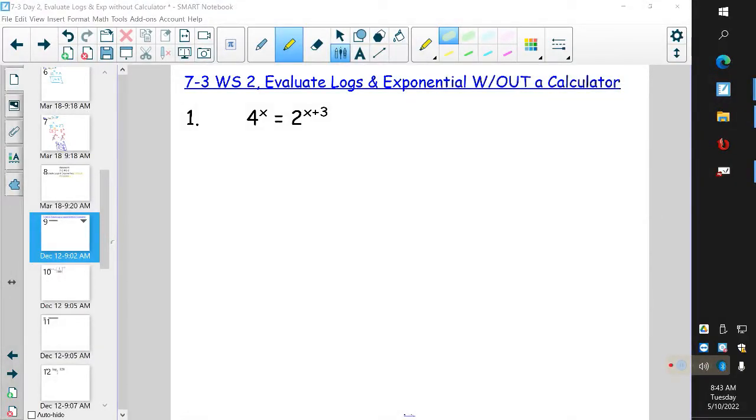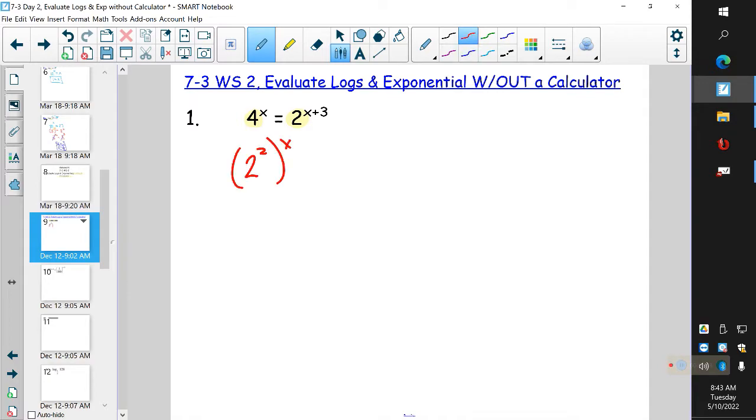Okay, let's go ahead and start 7.3 worksheet 2 homework. So here we go, number 1. We're going to look at the bases, and the bases are not the same. So we're going to change 4 to have a base of 2. So 4 is equivalent to 2 squared.